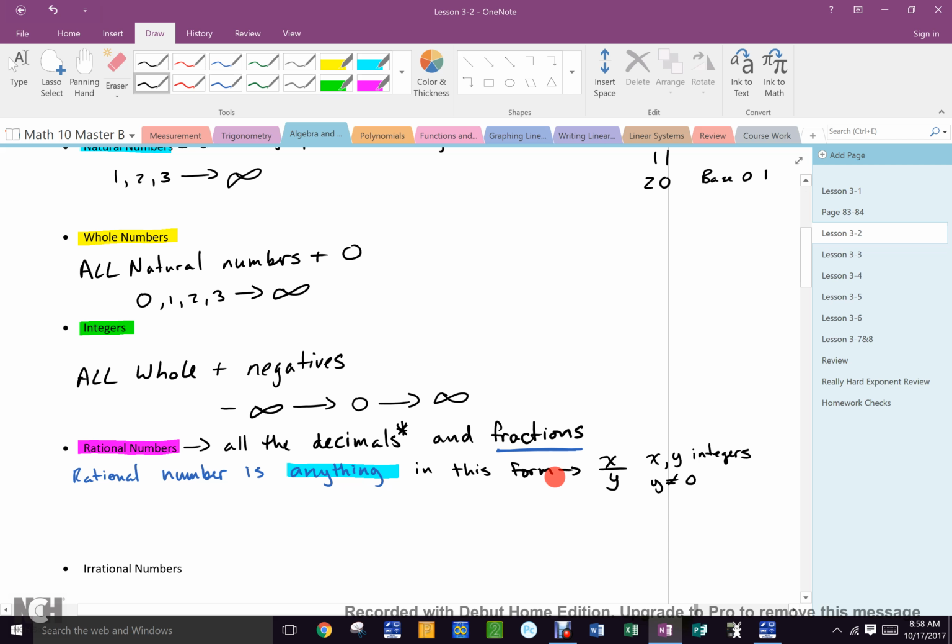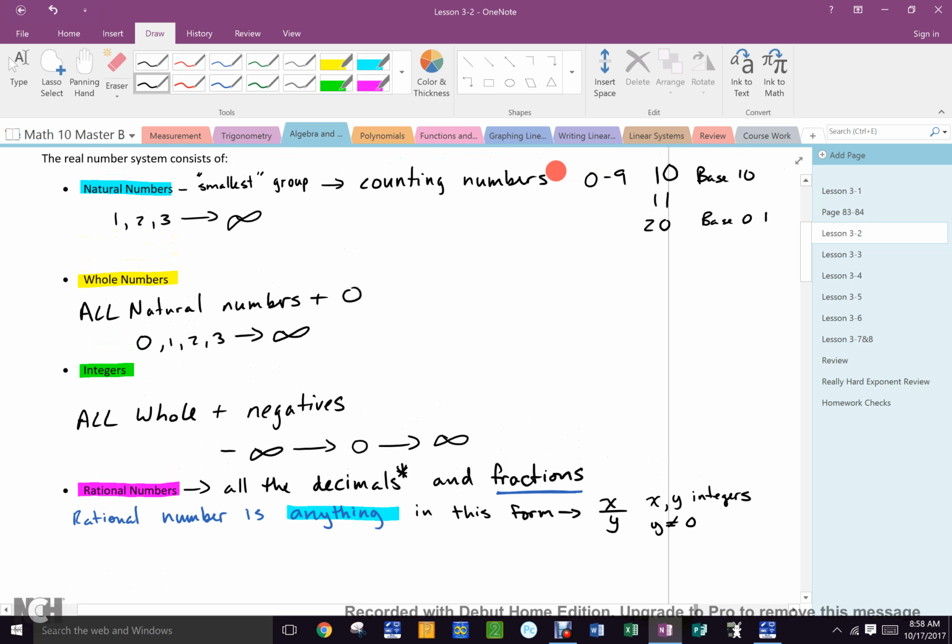okay? Now there's something else I want to highlight here, and Haley said it. None of these numbers, from natural, whole, or integers, there are no decimals and no fractions.